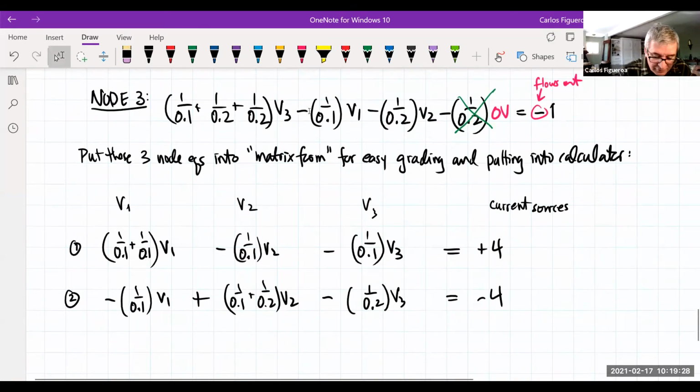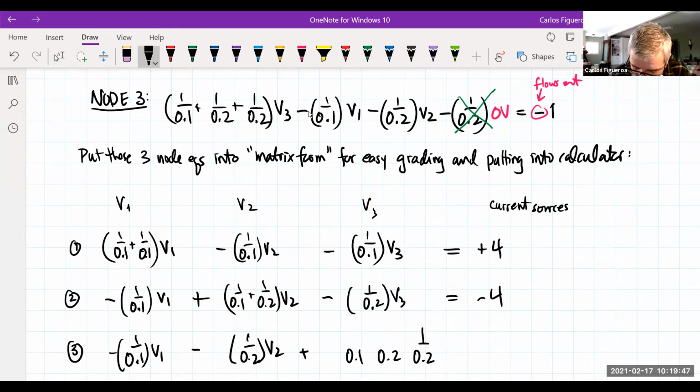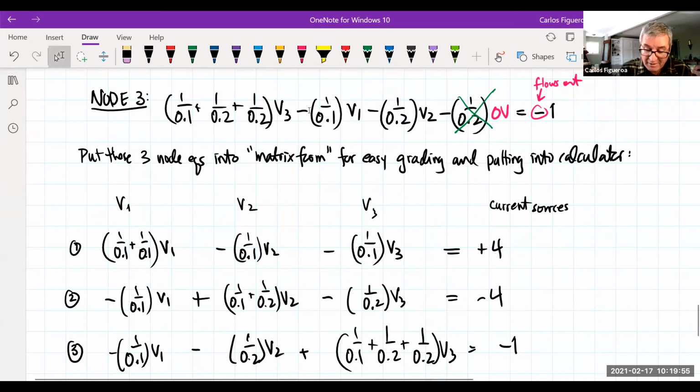And then if I do the third equation, it's going to look like what? Well, you could see if I move a little bit faster now, this is going to be terms that look like this. And then on this side, I get minus 1. So now I've put it into the proper form.